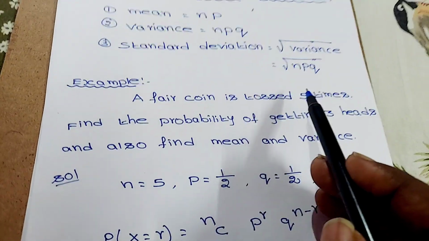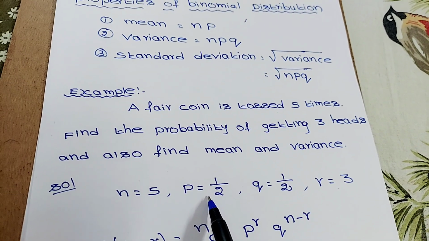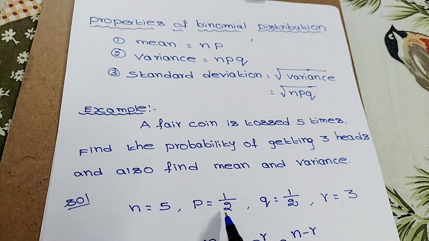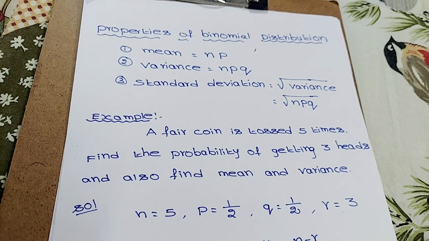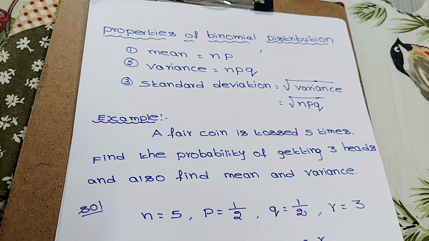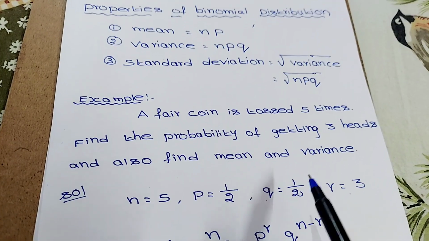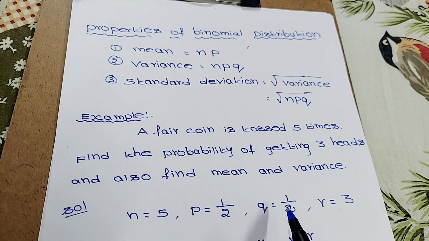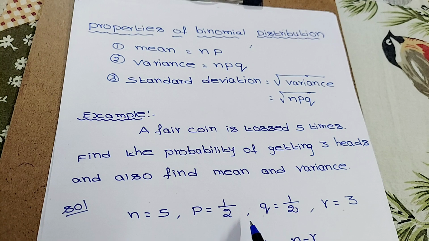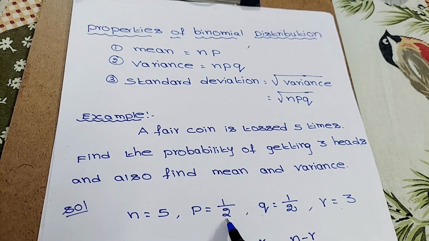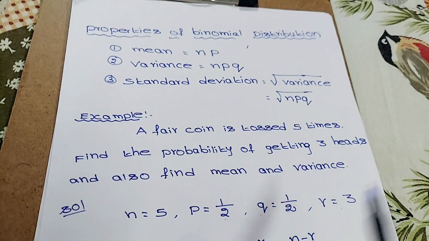Let's see the solution. Here n is 5. When we toss a coin, what is the probability of success? 1 by 2. When I toss a coin, head appears. What is the probability? Favorable is 1, total is head and tail, so 1 by 2. So P equals 1 by 2, and failure Q equals 1 minus P, 1 minus 1 by 2 equals 1 by 2. So probability of success P equals 1 by 2, failure Q equals 1 by 2. Here R is successes.